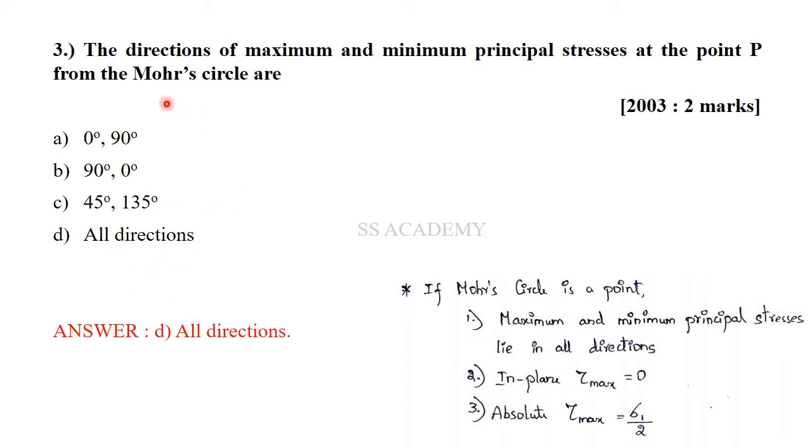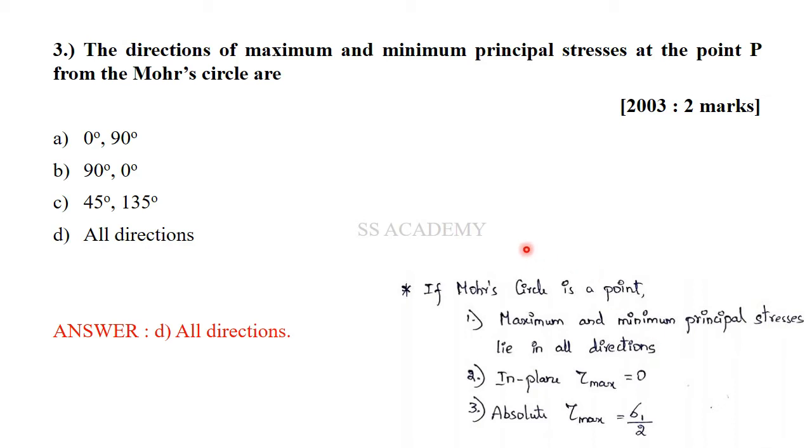Okay, the question asked here is the directions of maximum and minimum principal stresses at a point P from the given Mohr circle, which has been discussed earlier. It is a 2003 GATE question asked for 2 marks. Easily these marks can be scored. Generally, if a Mohr circle is a point, maximum and minimum principal stresses lie in all directions.